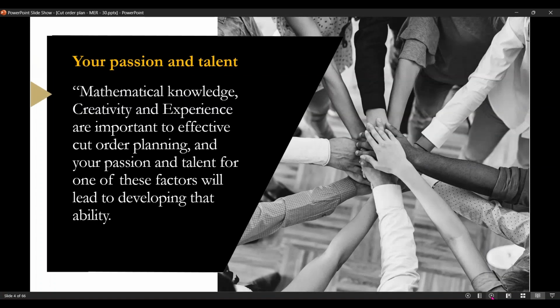Your passion and talent, mathematical knowledge, creativity, and experience are important to effective cut order planning. And your passion and talent for one of these factors will lead to developing that ability.